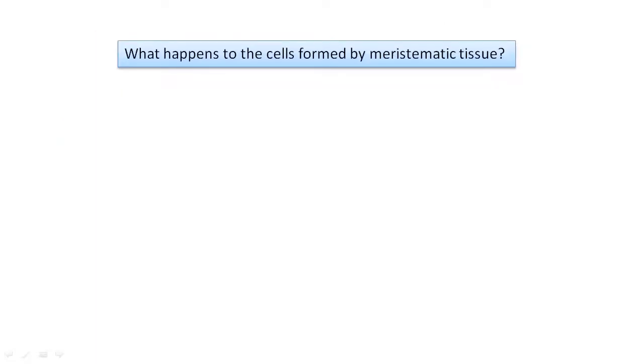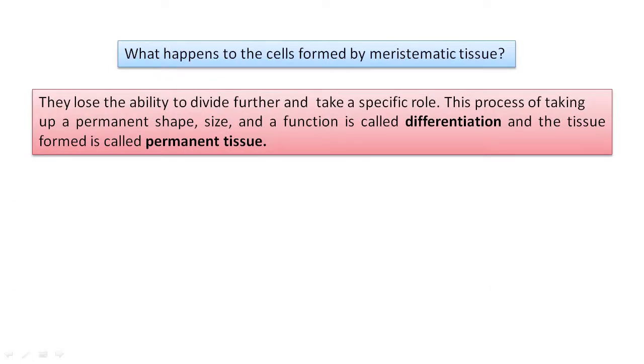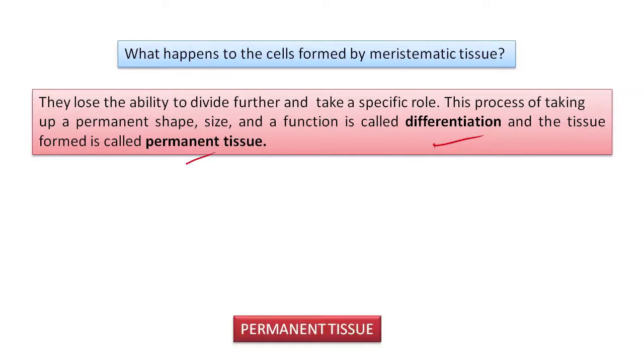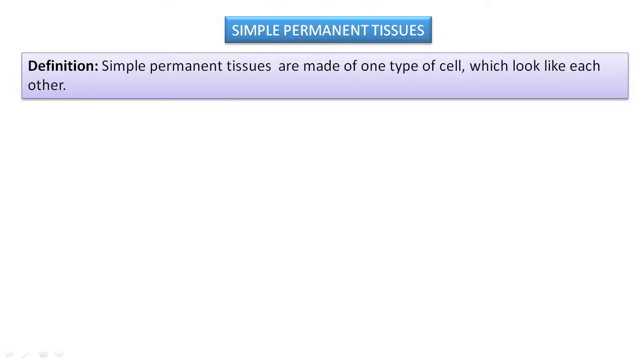So what happens to cells formed by the meristematic tissue? They lose the ability to divide further and take a specific role. This process of taking permanent shape, size and function is called differentiation, and the tissue formed is called permanent tissue. So there are two types of permanent tissue, simple permanent tissue and complex permanent tissue. Let's discuss what simple permanent tissue is.